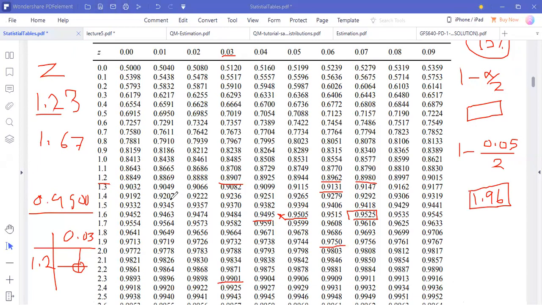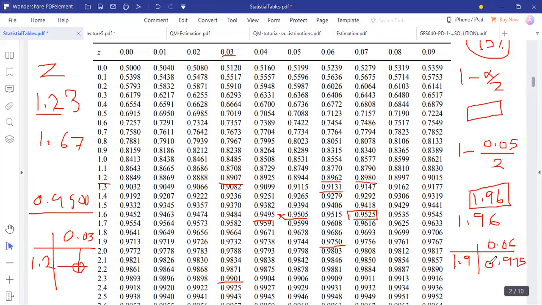We go under 1.9. So 1.96, how do we read this? We go under 1.9. Then which other part do we look for? 0.06. Okay, so where are they meeting? 1.9 and 0.06. So the reading here is what? 0.975.